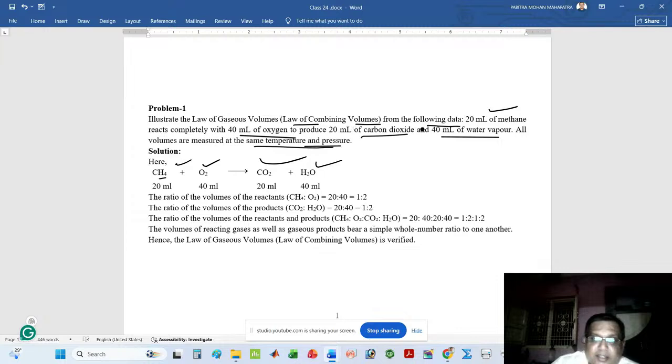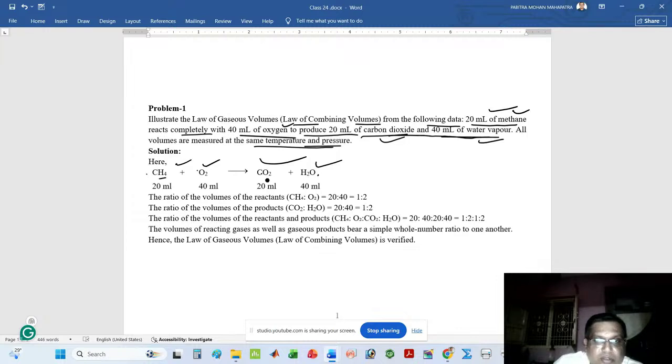Now again read the question. 20 ml of methane reacts completely with 40 ml of oxygen to produce 20 ml of carbon dioxide and 40 ml of water. That means the reactants are methane and oxygen, and the products are carbon dioxide and water vapor. So I can write CH4 plus O2 gives CO2 plus H2O. This reaction is not in balanced form.